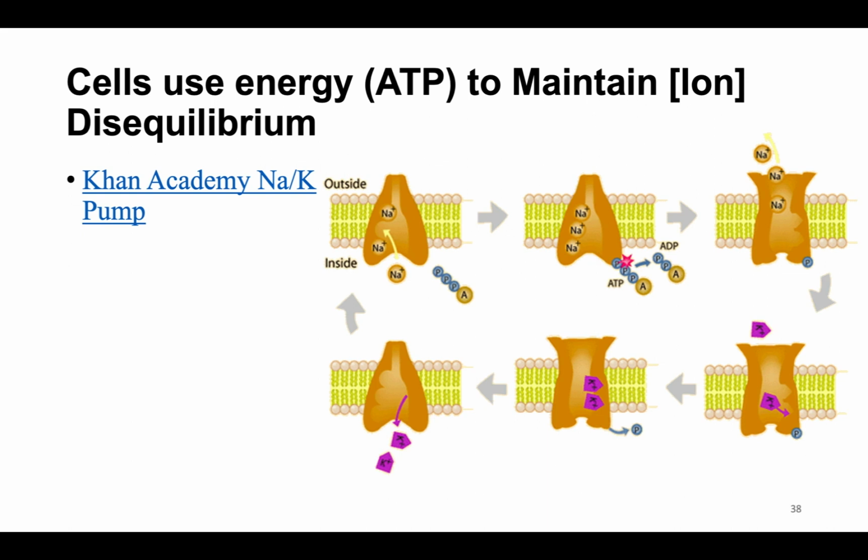This pump is the most expensive thing that the neuron uses. It uses most of its ATP in order to reestablish and maintain the resting disequilibrium ion concentration.